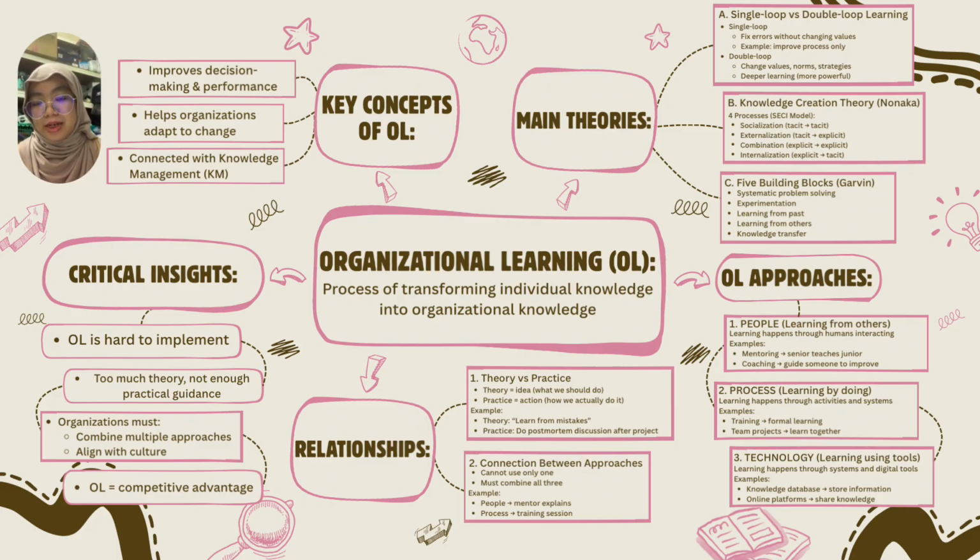Now I will explain the relationship between theory and approaches. So, theory explains what organizations should do, while approaches show how to do it in real life. For example, a theory may suggest that organizations should learn from mistakes, but the approach to do this is by having post-project discussions.